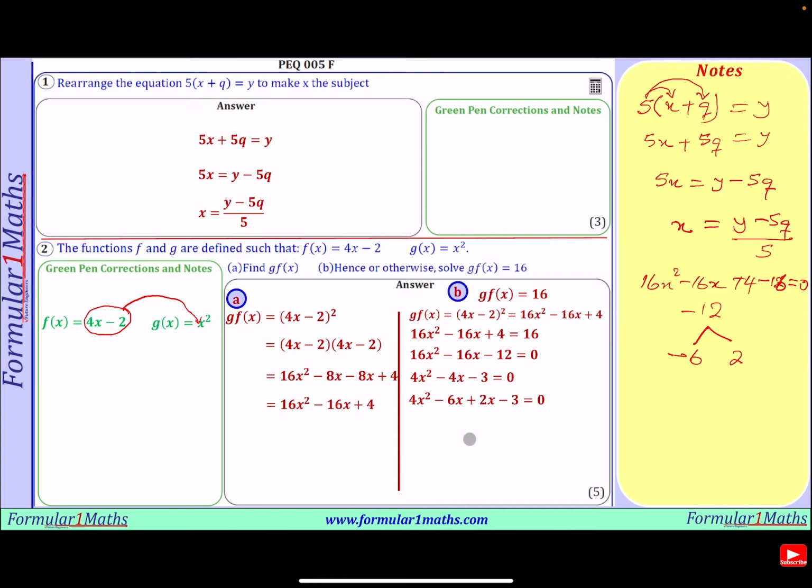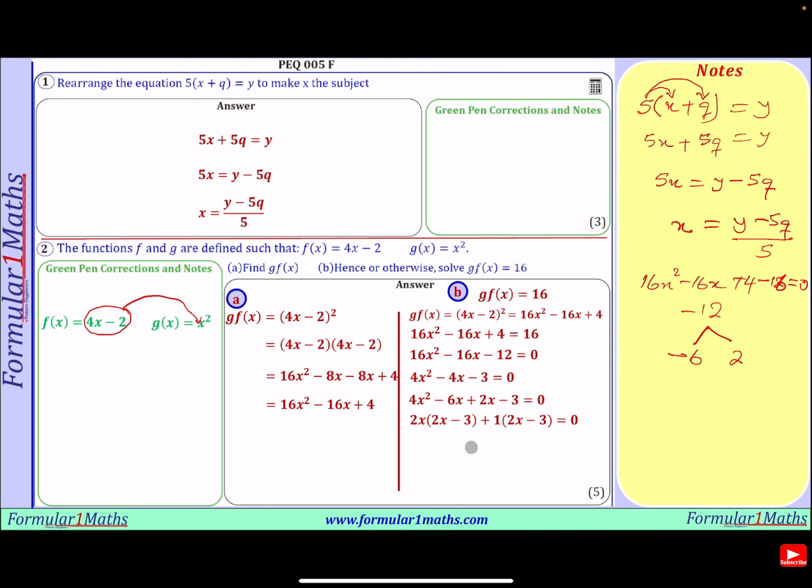If I look at 4x squared and minus 6x, there is a common factor, which is 2x. So I can factorize this using 2x, and then I can do the same thing over there. So here, I will get 2x brackets 2x minus 3. And because this must be the same as that, we can bring 1 out from here to get this.